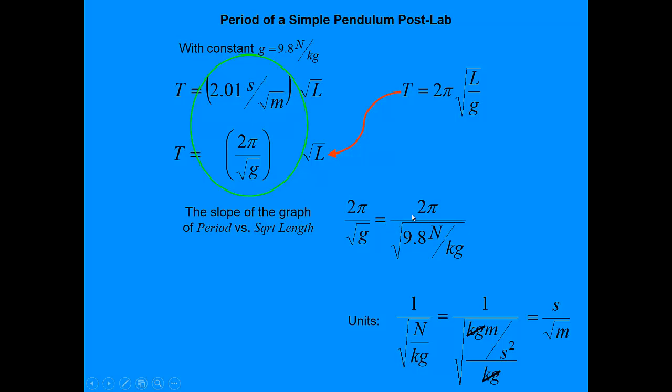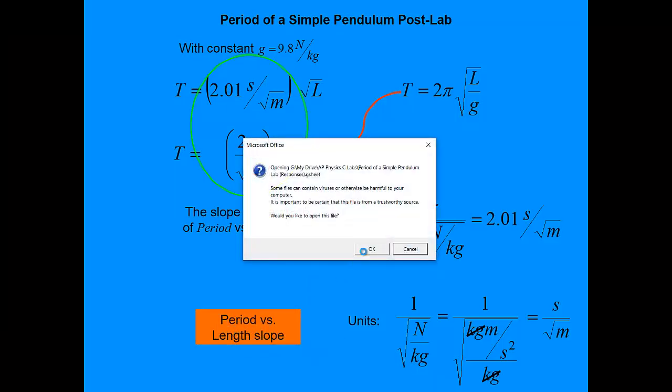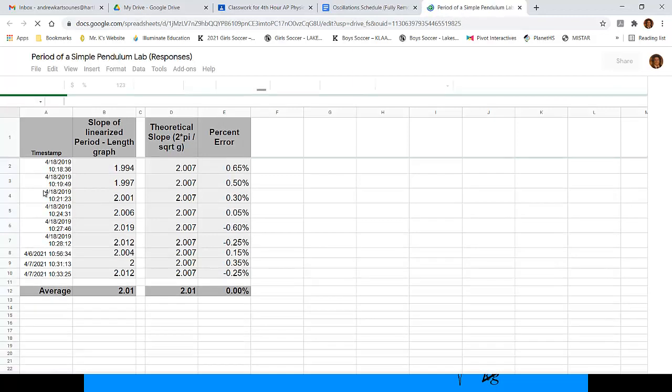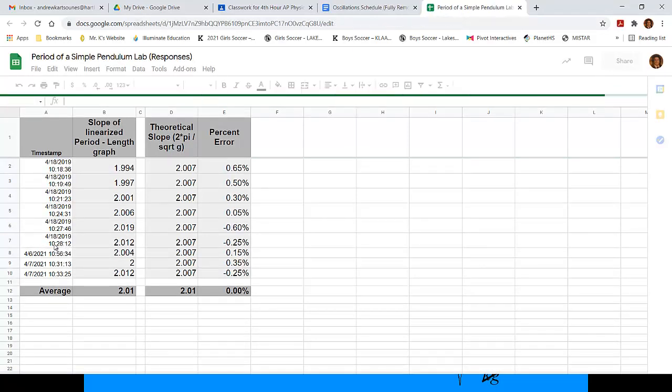And I bet you can't guess what 2 pi over the square root of 9.8 is. Yeah, it's 2.01. Knowing the equation, this is what I therefore predicted your slope should be. And in fact, it is. Let's look at some data. Here's some data from a couple of years. You look this up, you'll see data from 2019 and 2021. We took a break over this unit in 2020.